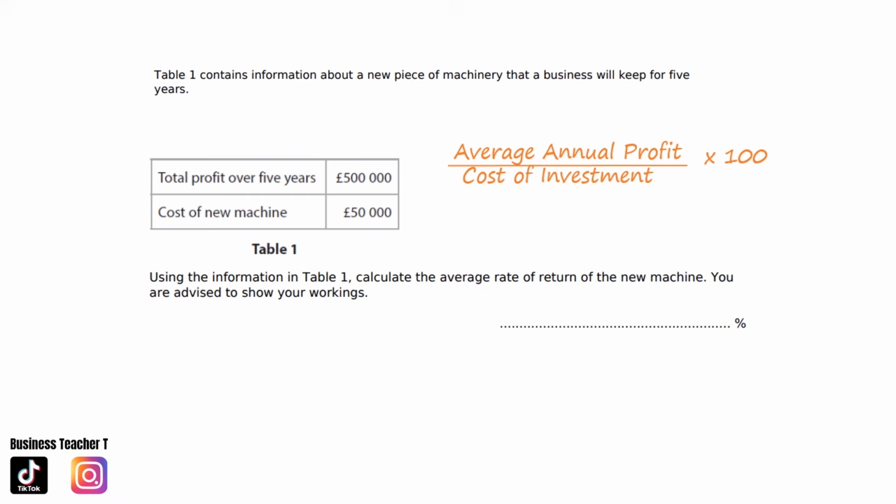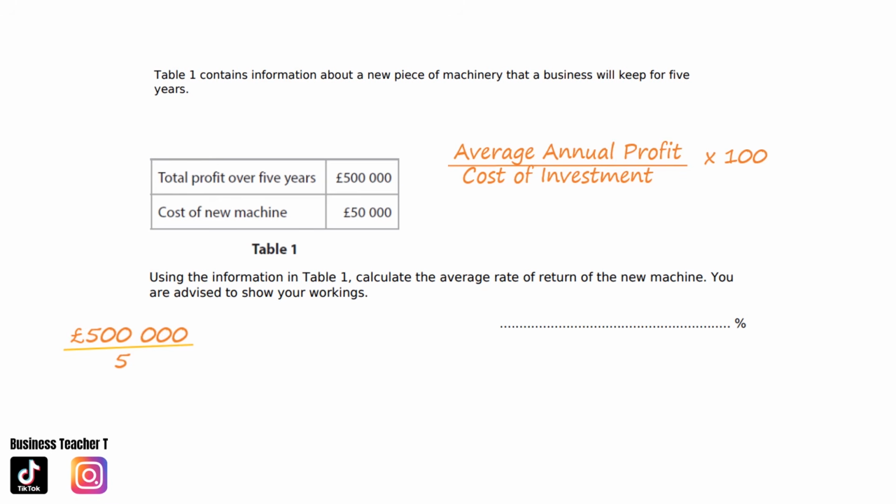Now, we need to first of all find out what the average annual profit is. We know what the total profit for 5 years is, £500,000, but we don't know what the average annual profit for each year is. Now, it says on the first line that it will be kept for 5 years. So, therefore, what we need to do is get the figure of £500,000 and divide that by the 5 years. And we know that the answer to that will be £100,000. So now we know our average annual profit, £100,000.